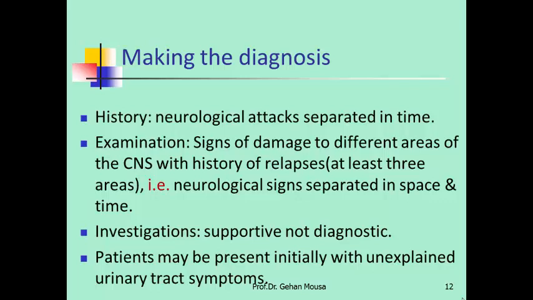How to make and confirm the diagnosis of the patient. When the patient comes to us with motor or sensory problems, or cranial nerve problems, we must ask about the history of these neurological attacks. Ask the patient about any previous attack, whether motor, sensory, or related to the cranial nerves. These attacks and affections may be separated and different.